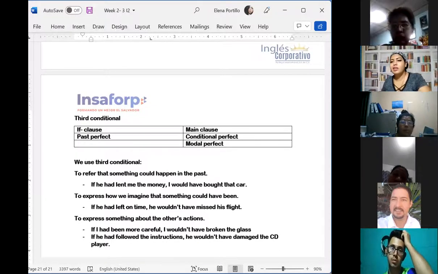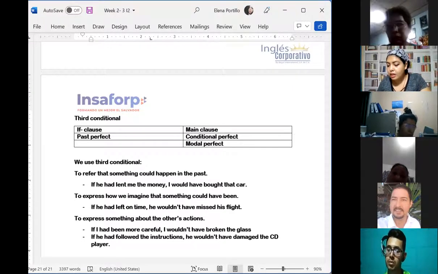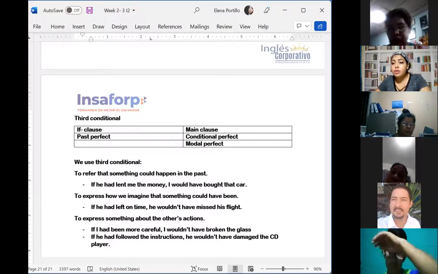So in this case, it's like when we are regretting something about the actions. Or maybe in this case, it's having a thought about something that happened that can have another ending.